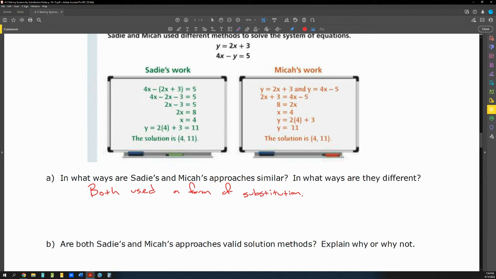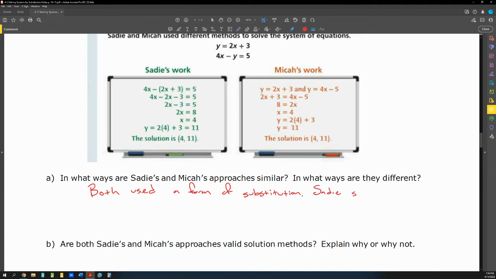Sadie substituted in the expression 2x plus 3 in for y in the other equation. Micah just manipulated the second equation to solve for y, but then substituted in that equivalent expression in for y, essentially setting y equal to y, or those expressions equal to one another. And so, in a way, that is a form of substitution.